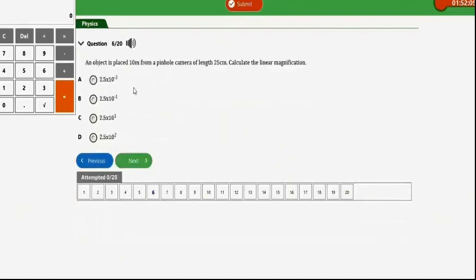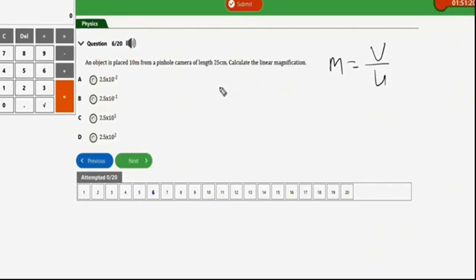It says an object is placed 10 meters from a pinhole camera of length 25 cm. Calculate the linear magnification. For this question, we are going to make use of linear magnification, which is image distance over object distance, u. Firstly, you need to convert this 25 cm to meter, since the image distance is 25 cm.